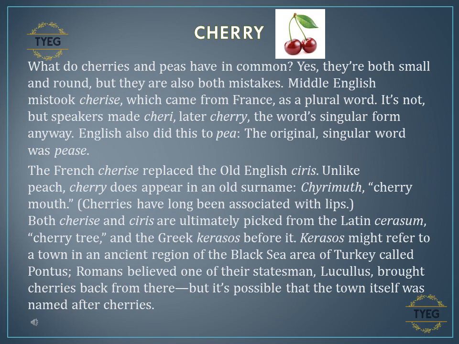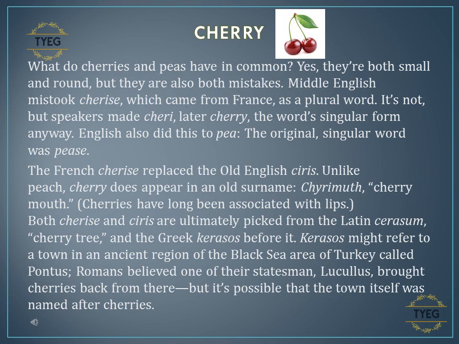Cherry. What do cherries and peas have in common? Yes, they're both small and round, but they are also both mistakes. Middle English mistook cherries, which came from France, as a plural word. It's not, but speakers made sherry, later cherry, the word's singular form anyway. English also did this to pea, the original, singular word was peas.